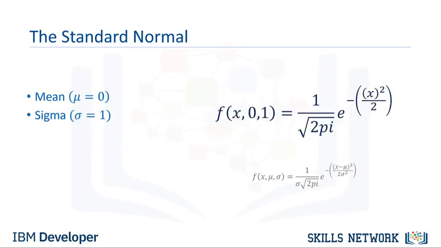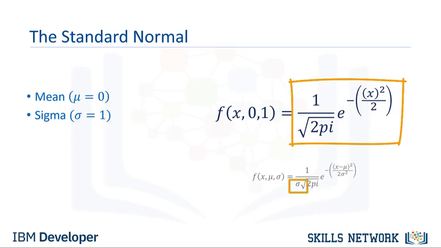I also introduce you to the standard normal. A standard normal is when we say that x is a variable that has a mean 0 and standard deviation of 1. So what does mean 0 and standard deviation 1 look like? If you replace mu with 0 and standard deviation or sigma with 1, the equation is reduced to this entity, which is 1 divided by the square root of 2 times pi.